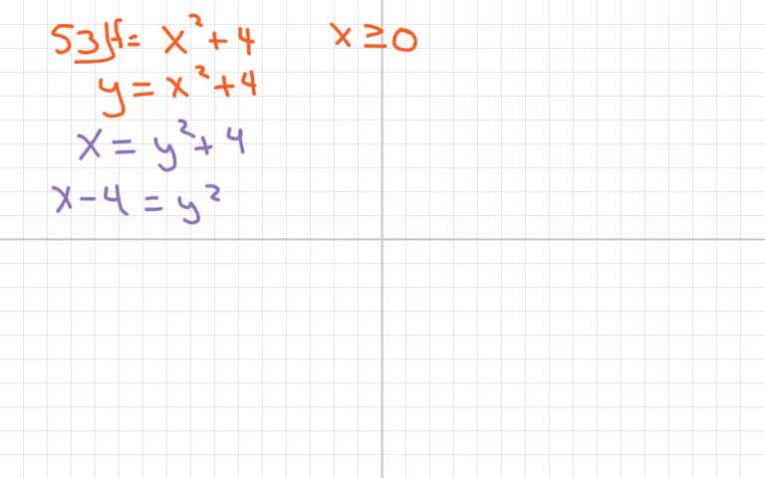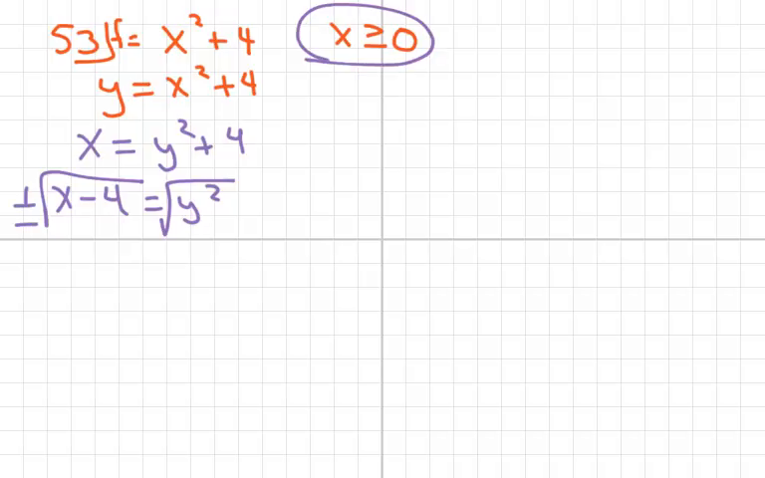And you square root both sides. When you square root both sides, you get plus or minus. But here it said x has to be bigger than 0, so we're just going to take the positive. This is the restrictions we have to place on it. Okay?